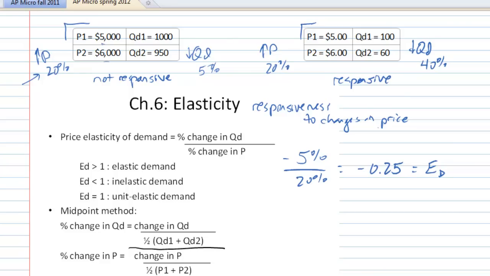And in most cases, as your book talks about, the convention is to drop the sign. So basically just take the absolute value of this, and we'll get rid of the negative. Since the law of demand is that you have an inverse relationship between price and quantity demanded, we assume that 0.25 is a negative when you're talking about demand. So you can basically ignore the sign when we're talking about elasticity of demand.